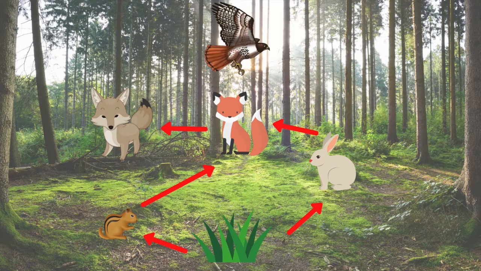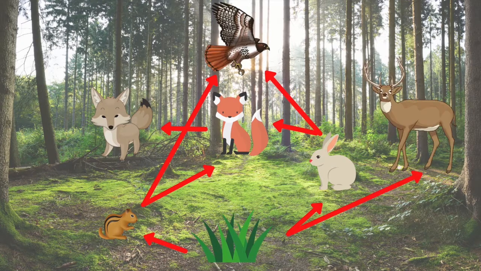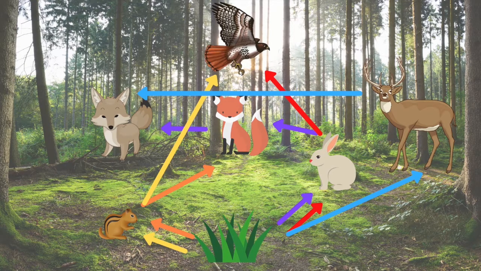Our forest is also the home of a red-tailed hawk, who will feed both on the chipmunk and the cottontail. There are also white-tailed deer in this ecosystem, and their main predator is the gray wolf. As you can see, there are many food chains interacting in our ecosystem to form a broader food web.